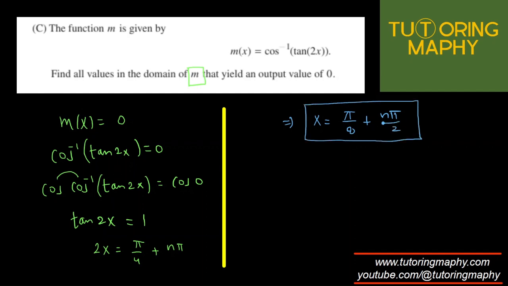Now, if you want to recheck whether this is in the domain of M or not, we know that the domain of cos inverse, as in this inside thing, should always be between minus 1 and 1. So I want tan of 2x to be between minus 1 and 1. And yes, it is indeed equal to 1 because that's what we are solving for, right? So all the solutions from here are allowed. I'm just going to say that n is an integer over here, and all the solutions from this particular box are allowed.